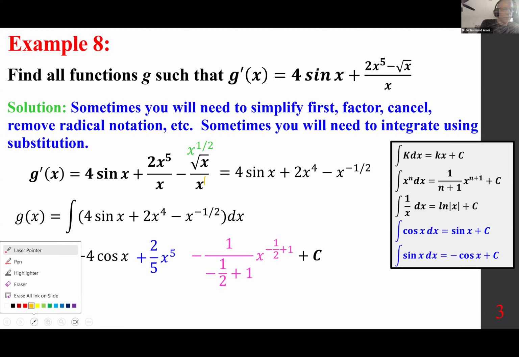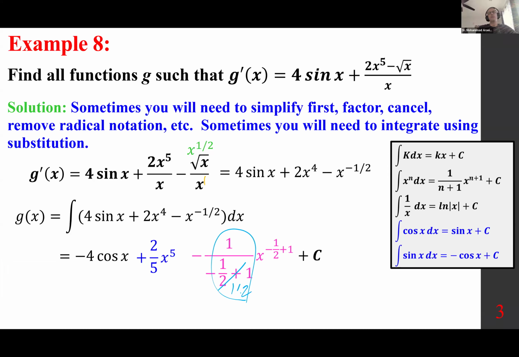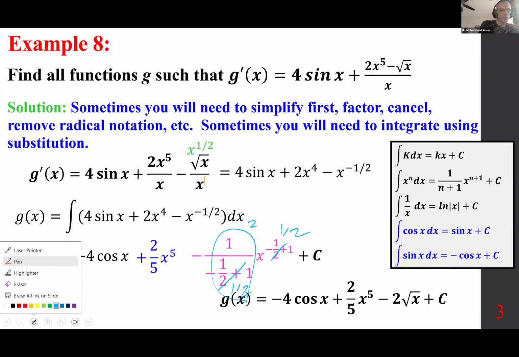Negative 1/2 plus 1 is positive 1/2, and we take the reciprocal of that, which is 2. And this goes back to square root of x. So the final answer, g of x, becomes minus 4 cosine x plus 2 over 5 x to the power of 5 minus 2 square root of x plus the constant, a general solution.